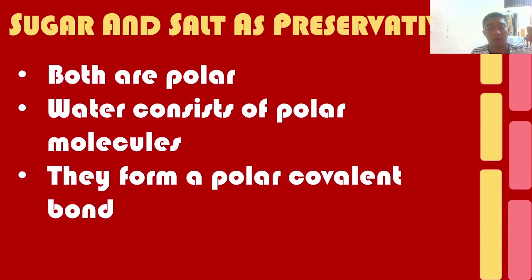The bond that they form by breaking down the particles, latching onto the negatives and positives, is called the polar covalent bond. So that's why I say the polar covalent bond plays a big role in preserving food.